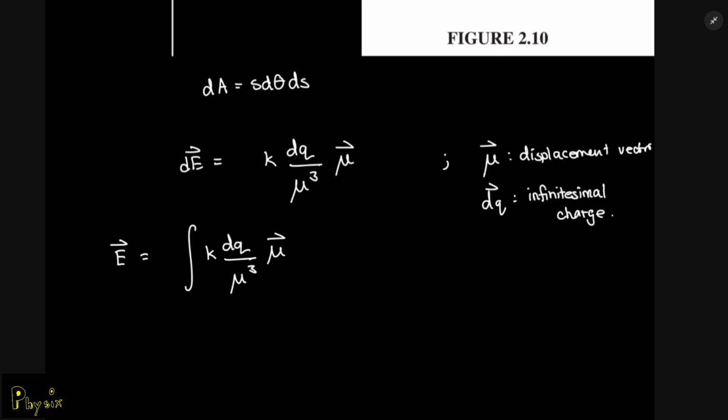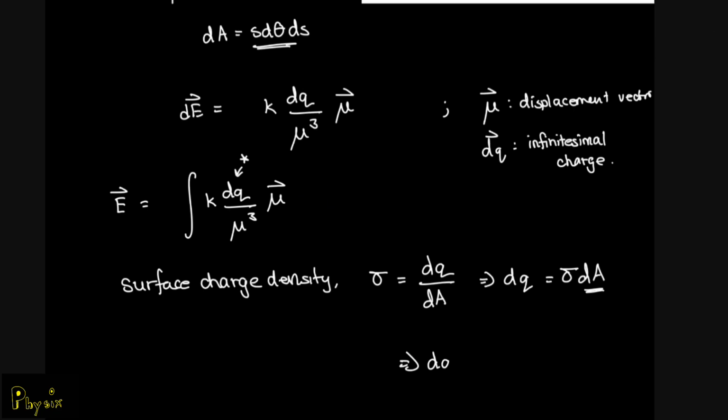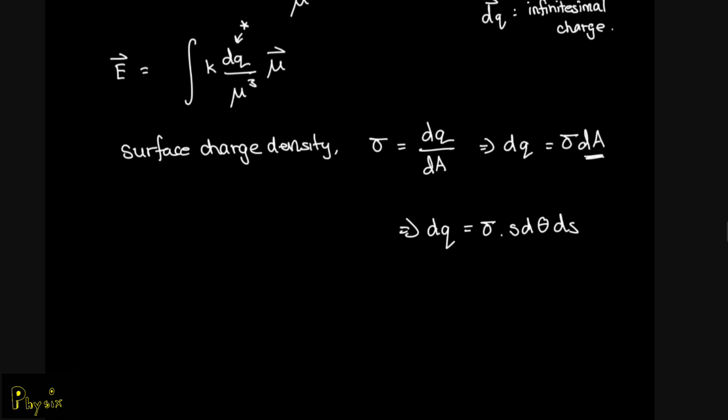All right, now we also have this information that states that the surface charge density, which is sigma, and this is uniform, of course, is basically dq over dA, right? I should write this down as dA. All right, and from here we could say that dq can be written as sigma times dA. And now we have an expression for dA as well from here, so we can finally write dq as being equal to sigma times s d theta ds.